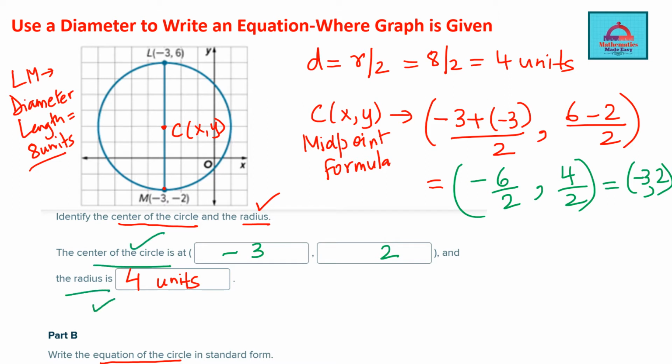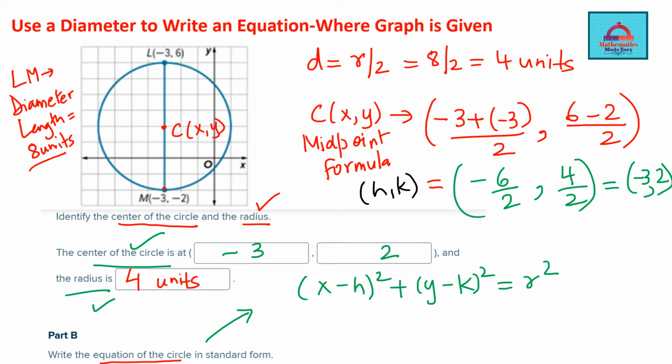So center is there, radius is there. So just last step to write the equation of the circle, and I hope from the last class you have learned the formula now to write it. So let's just plug in the values. So this is the standard form. H, K is the point of the center. So H here is -3, the x coordinate. The y coordinate gives you K, so K is 2.